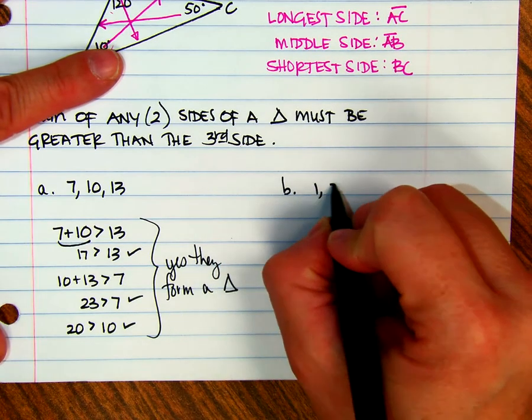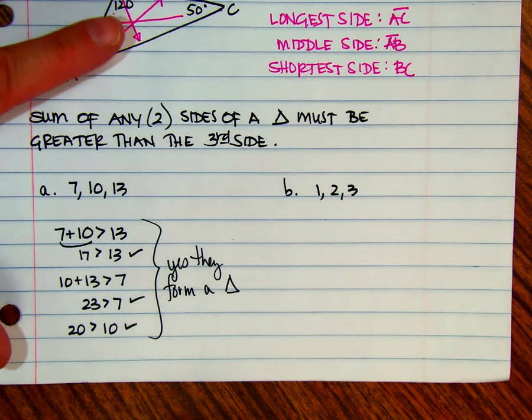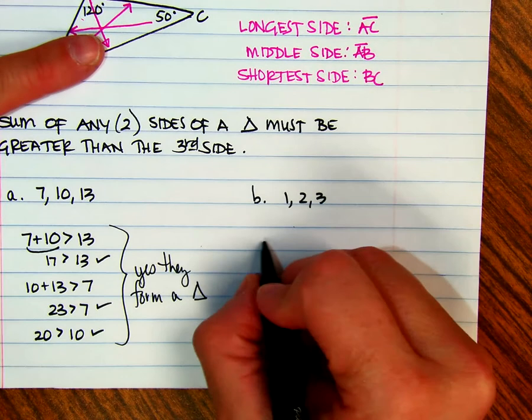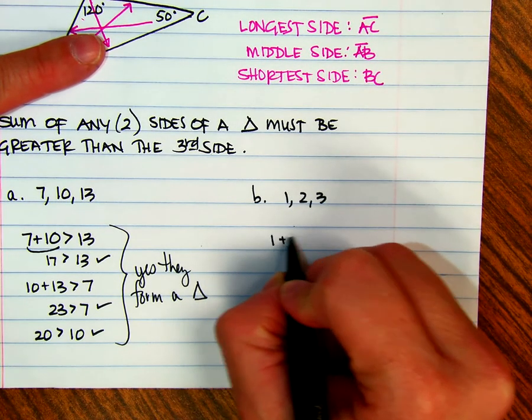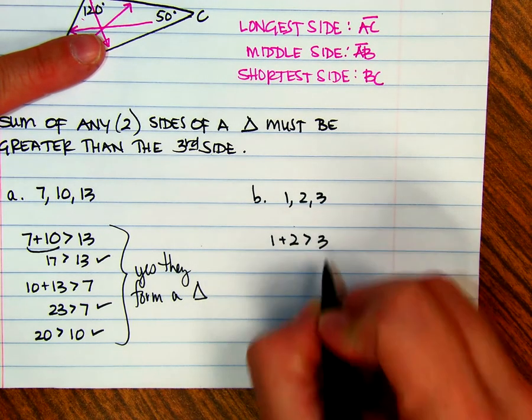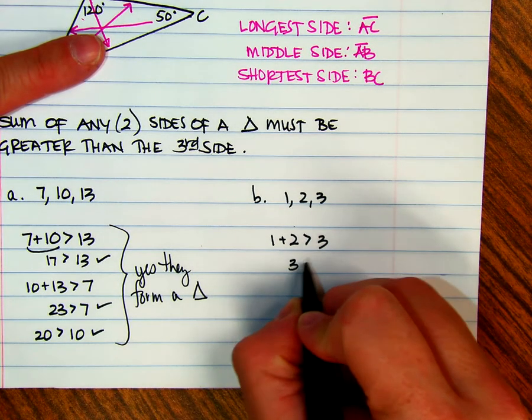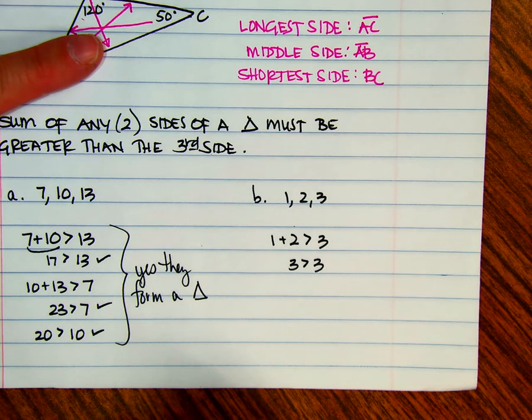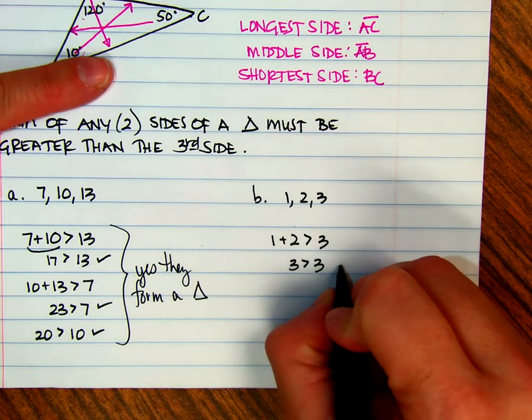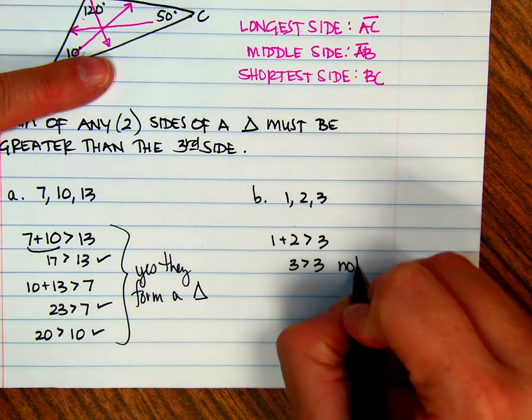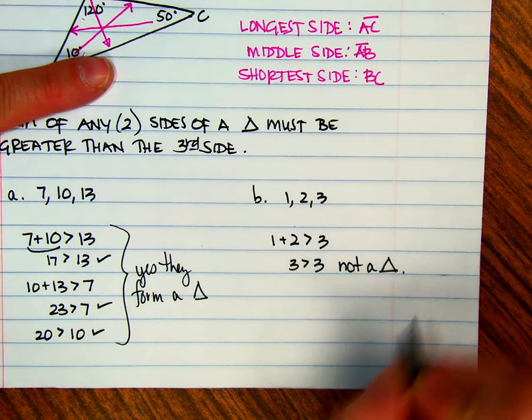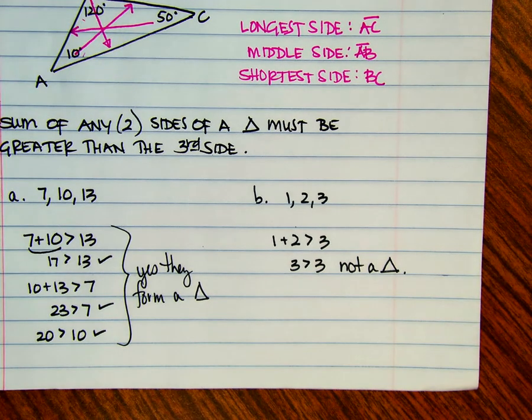How about 1, 2, and 3? So if I add the 1 plus the 2 and say that it's greater than 3, is 3 greater than 3? It is not, so there's no way these would form a triangle. I don't even need to try the other two.